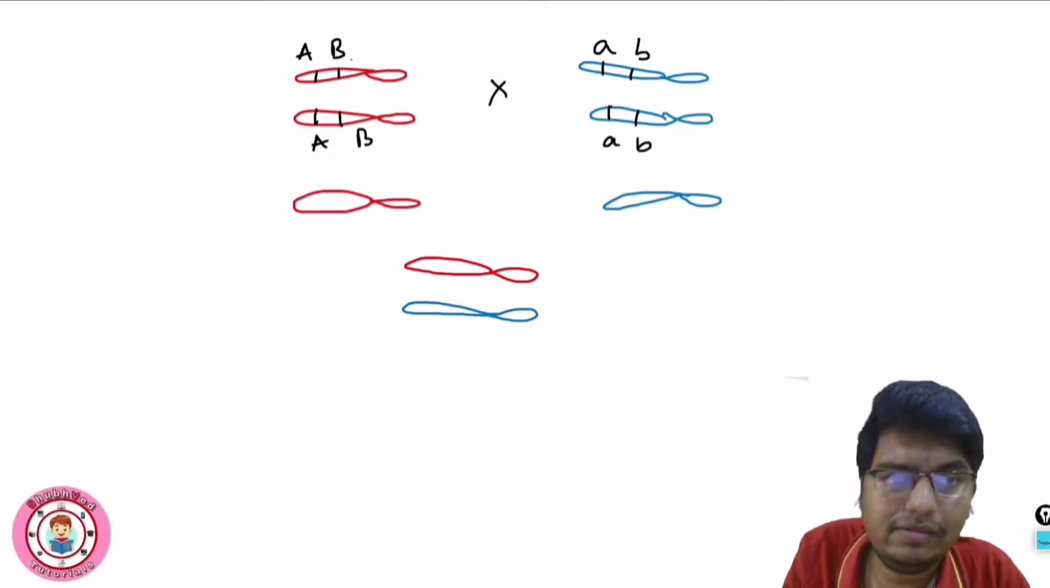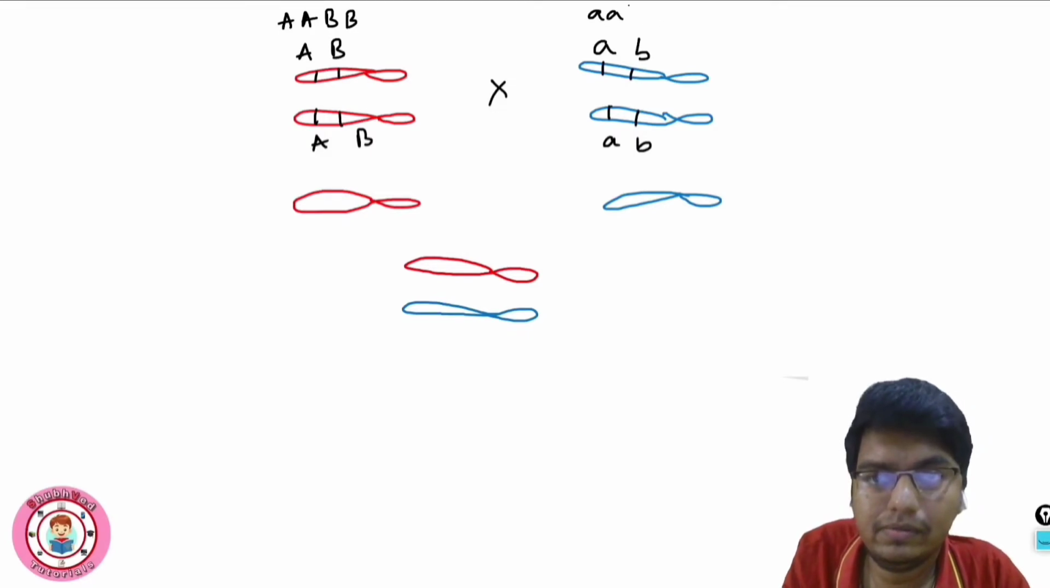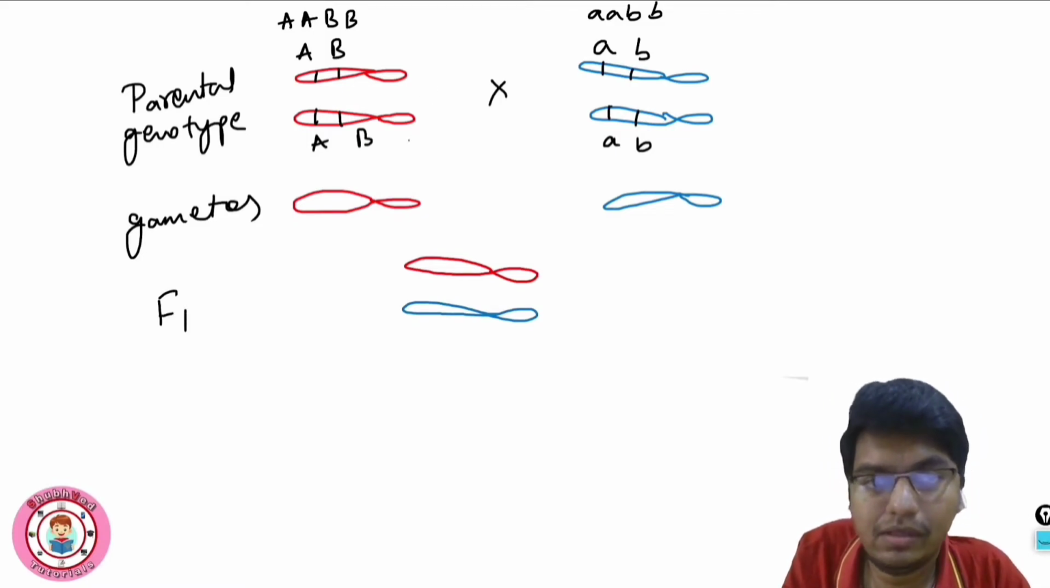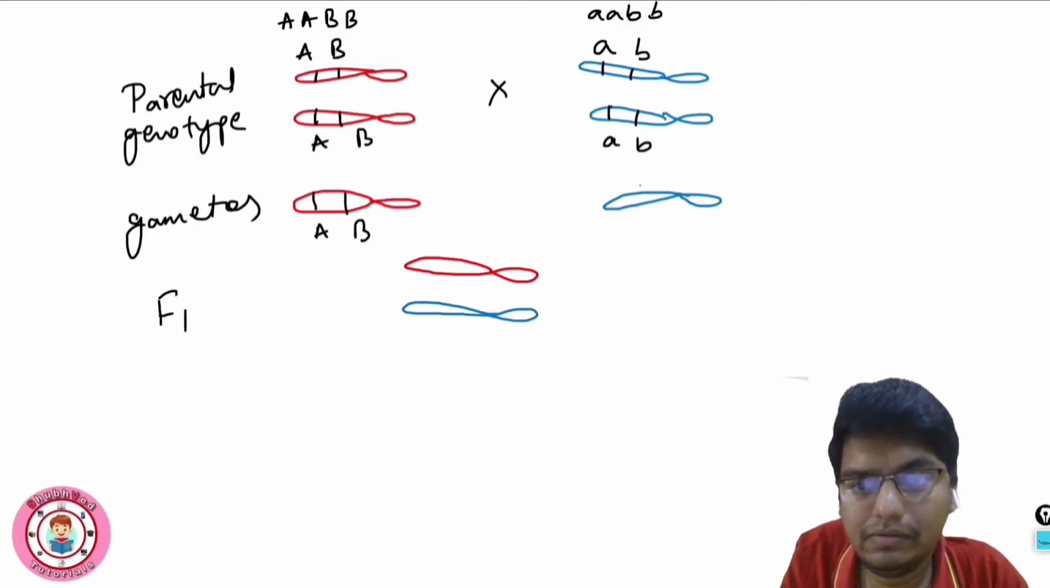We can write here this is capital A and capital B, right? And here this is the genotype of this particular offspring. Okay, so this is parental genotype. Then gametes, and this is F1. Okay, so what will be the gametes? They will always give capital A and capital B because same genes are there. And here small a, small b, right?